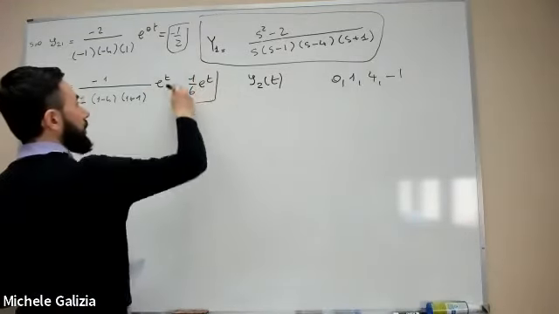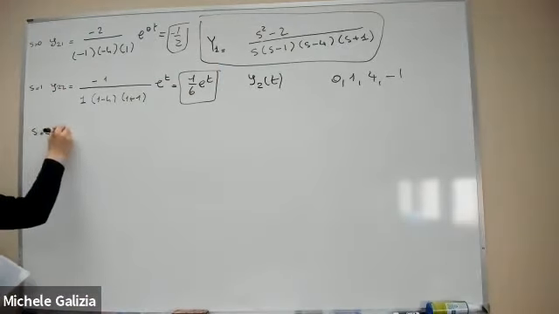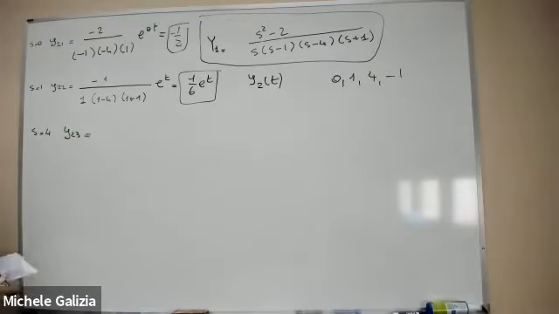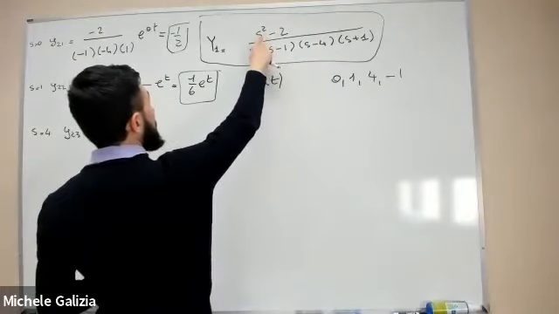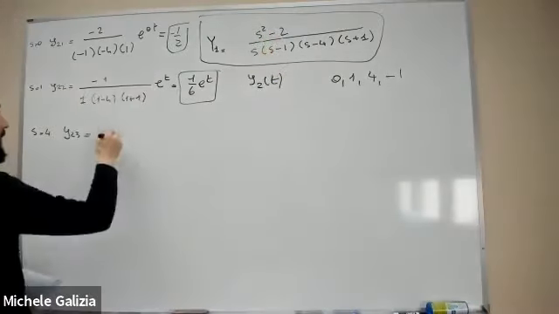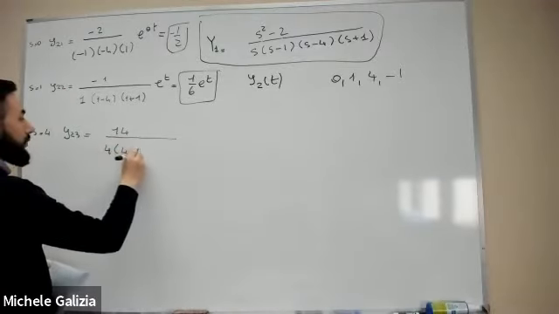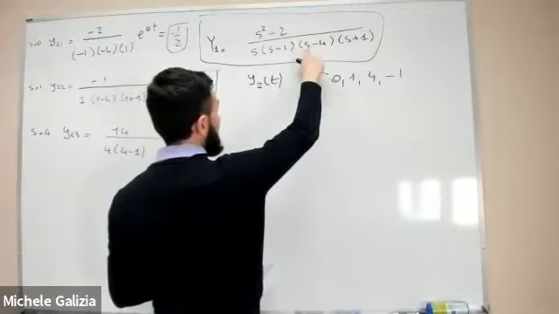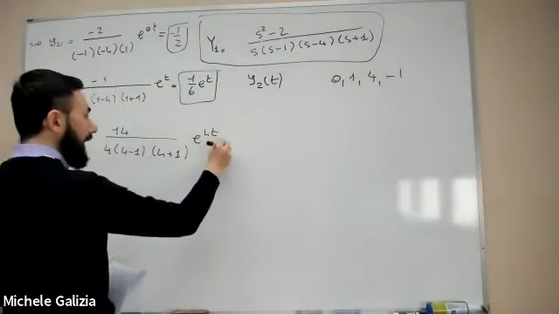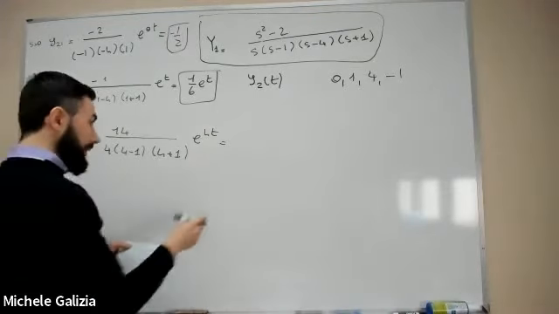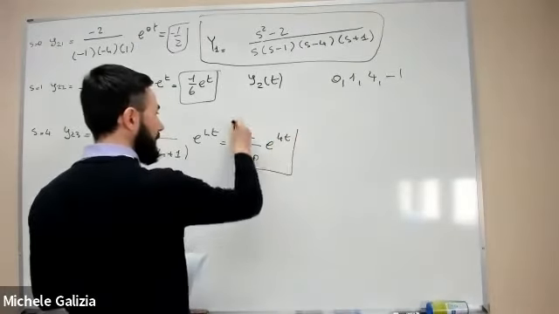1/6 exponential of time. Very easy. For s equal to 4, the third contribution to y2 will be the numerator calculated in 4. So 16 minus 2 goes to 14, divided by 4 times 4 minus 1. Then I suppress the term s minus 4, 4 plus 1, exponential of 4 time, and this gives 7/30 exponential of 4 time.